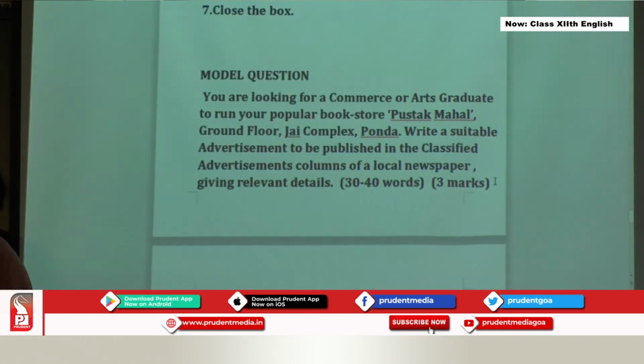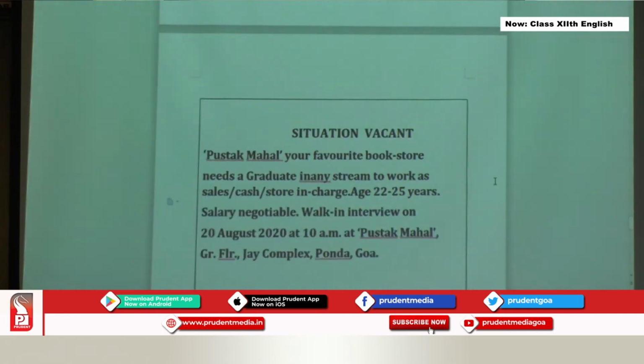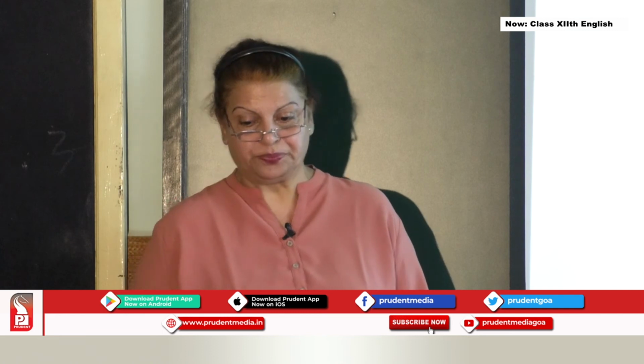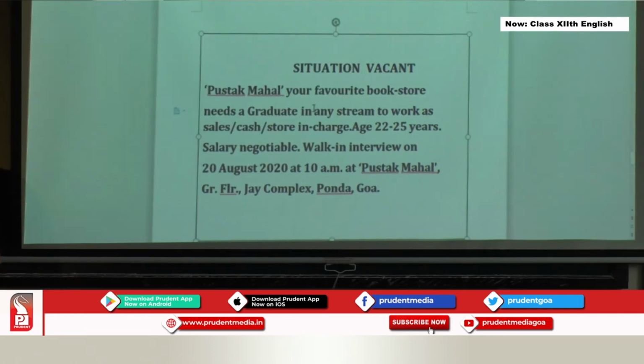So here is a model question. You are looking for a commerce or arts graduate to run your popular bookstore Pustak Mahal, ground floor, Jai Complex, Ponda. Write a suitable advertisement to be published in the classified advertisements column of a local newspaper, giving relevant details. So you have your model advertisement, the heading, situation, vacant. Pustak Mahal, your favorite bookstore needs a graduate in any stream to work as sales, cash, store in charge. Age 22 to 25 years. Salary negotiable. Walk-in interview on the date provided. Time is provided and the address.